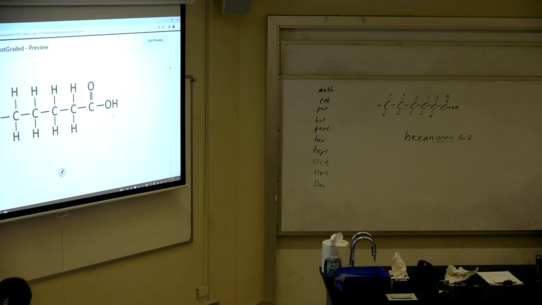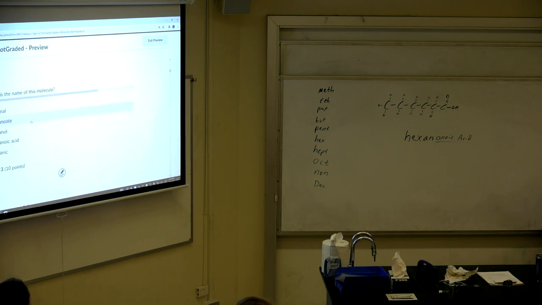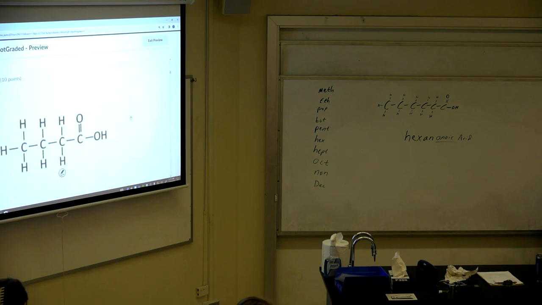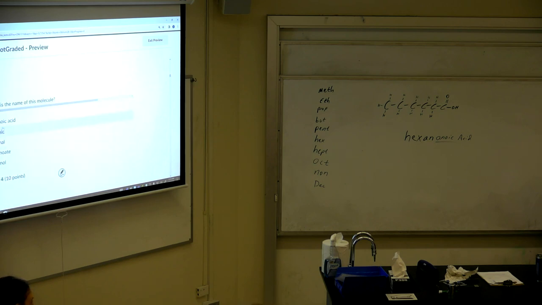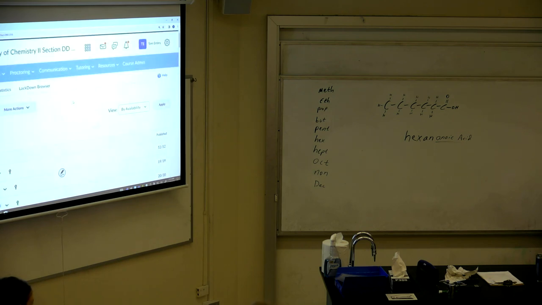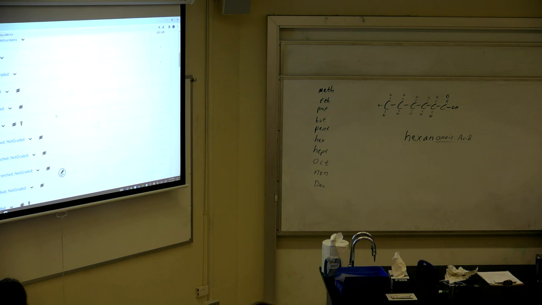1, 2, 3, 4, 5, pentanoic acid. Pentanoic acid. So what is this? Butanoic acid. So these are pretty simple too. So long as you can recognize that it's a carboxylic acid, ester is.